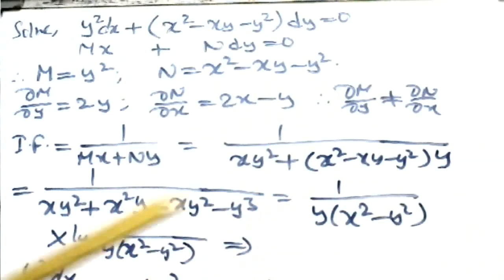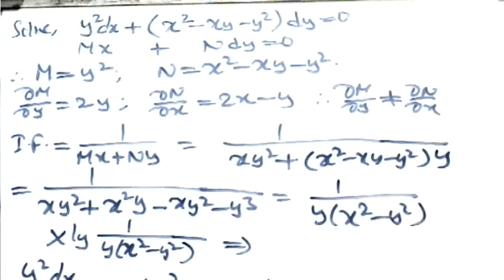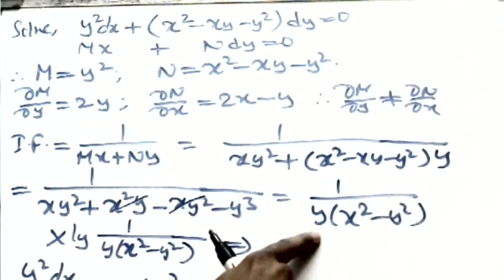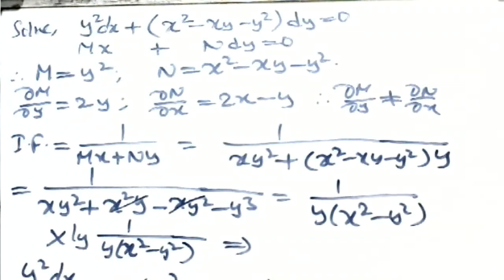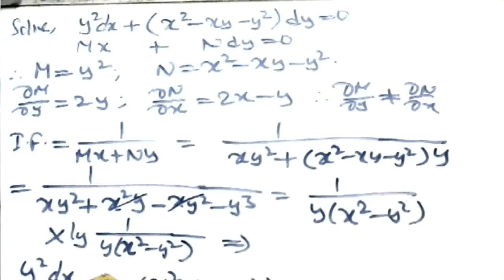Now you get this cancel. x²y minus x²y gets cancelled. So what is left here? If you cancel this one, now take y common from this. We get y(x² minus y²). So this is the integrating factor.